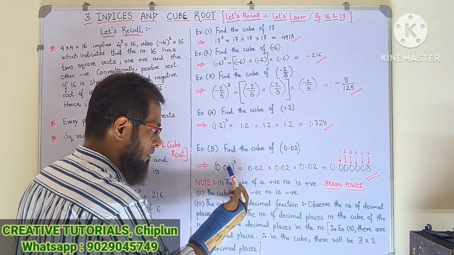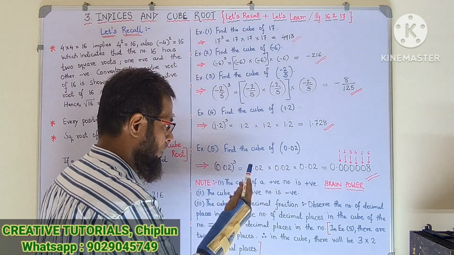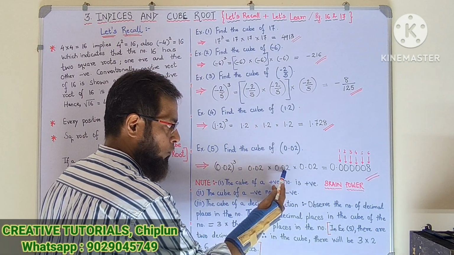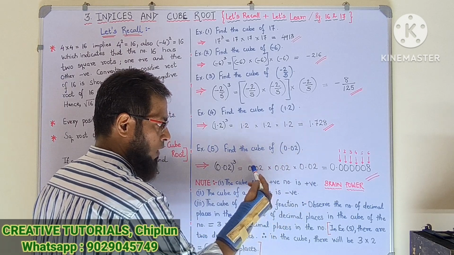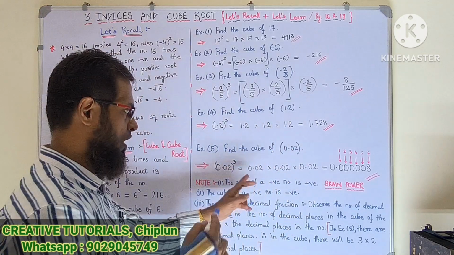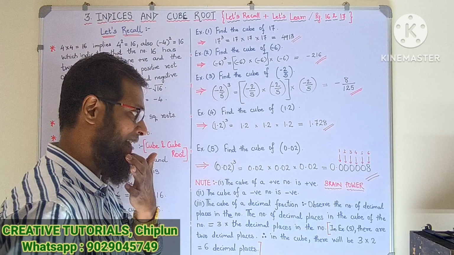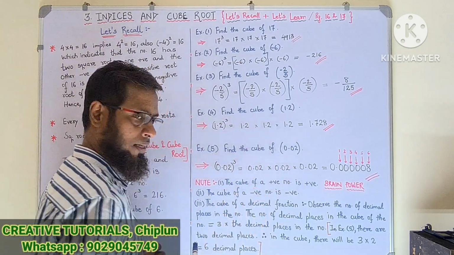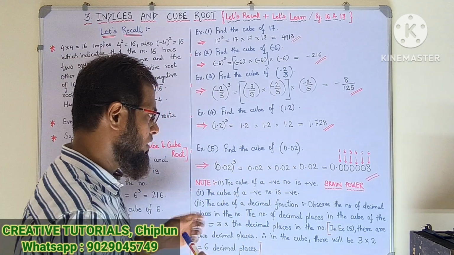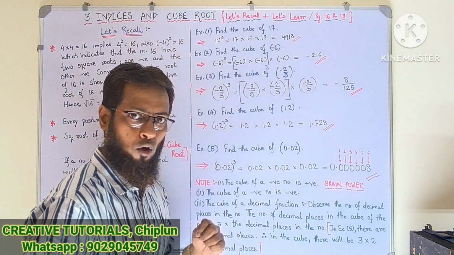Okay, so we will write this number 3 times and then we will multiply it. So see, 0.02, 0.02, 0.02: 1, 2, 3. We wrote this number 3 times, okay, and then we are multiplying it. All right, now the question is where to put the decimal point.